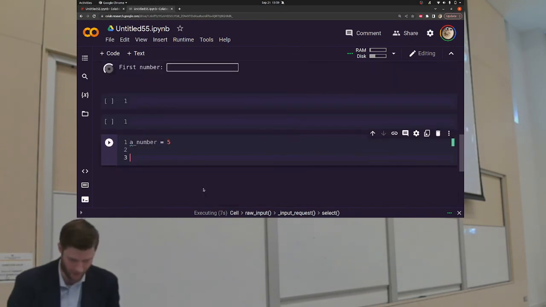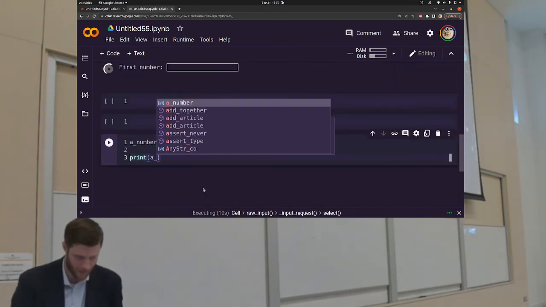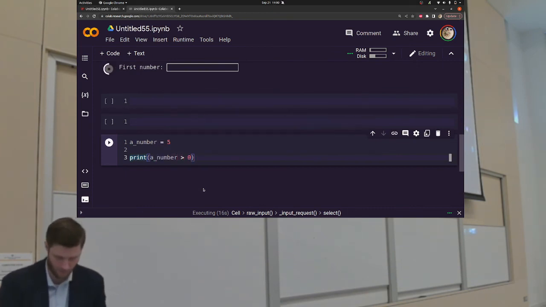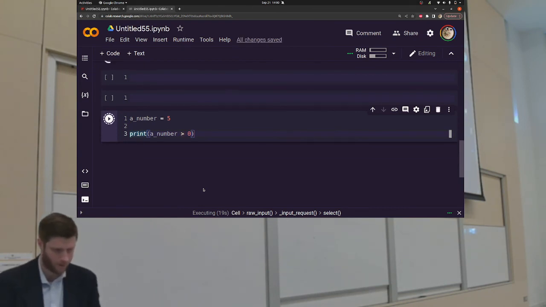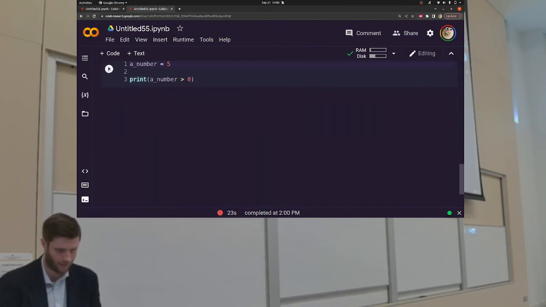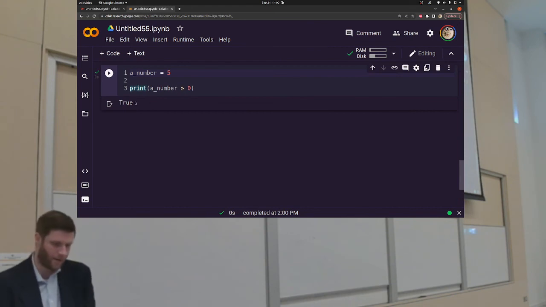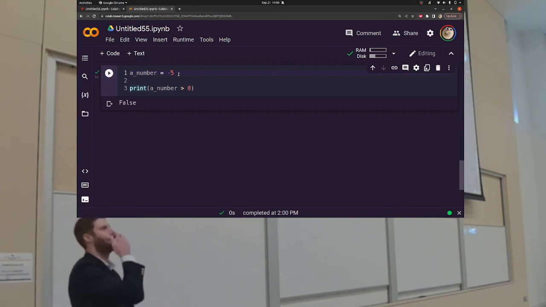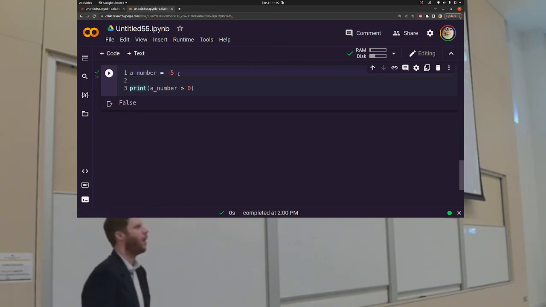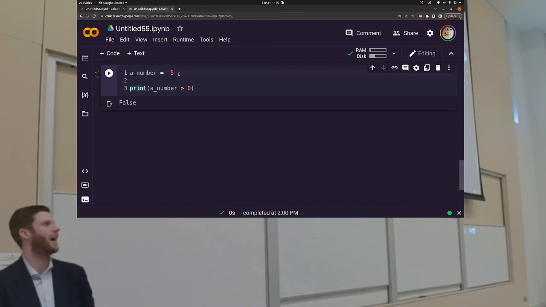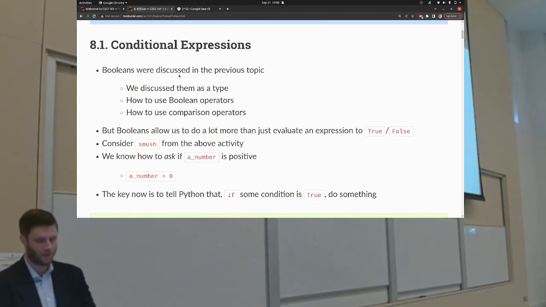Let's say I print whether a number is greater than 0. 5 gives True. -5 gives False. Okay, whatever. I can check, but I have no way to tell Python, well, given some condition, do this, otherwise do that. I can't yet. That's where conditionals come in.